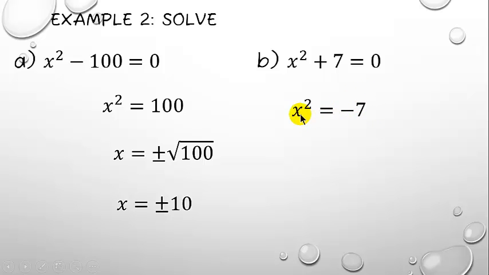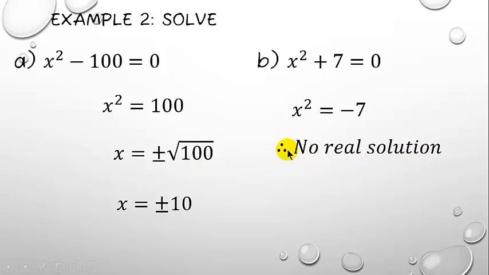So let's think about it. Is there a number that you can find that you square that will give me negative 7? There's not. This needs to be a positive number, otherwise there are no real solutions. So any quadratic equation that comes up x squared equals a negative, and it doesn't matter what number is in here, there is no real solution.